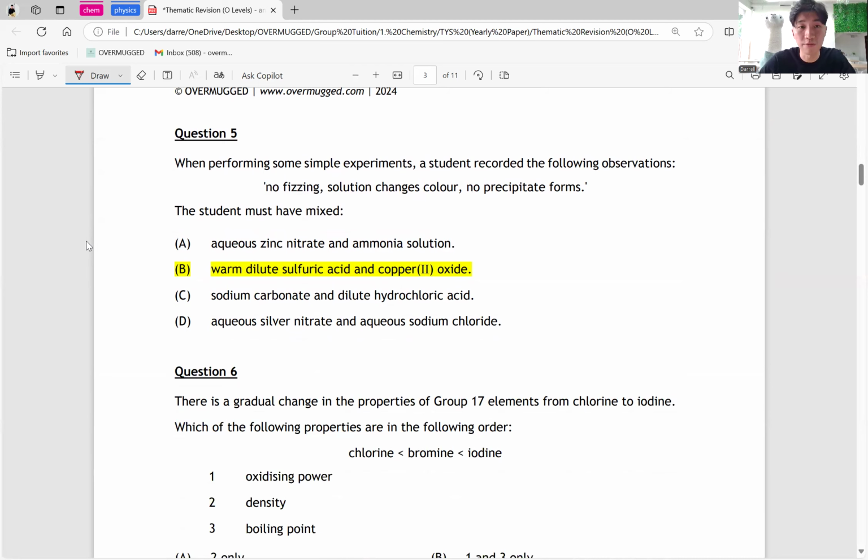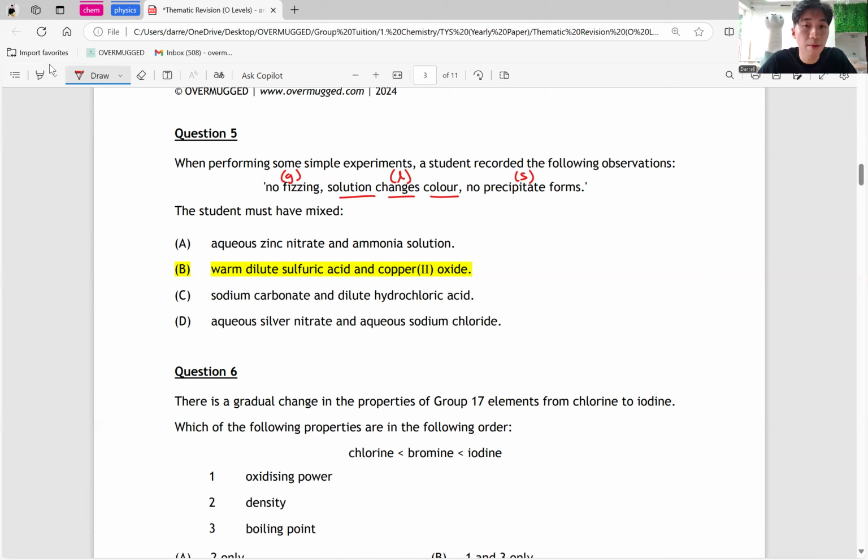Next, let's read through question 5. The student recorded the observation. There's no fizzing, right? So there's no gas. Solution changes color. This means that in your solution itself, something took place. Next, no precipitate is formed. Once again, going back down to question analysis, it's always about solid, liquid, gas, isn't it? And here, the key thing that we're focusing on is that the solution changes color. So what did the student mix? Over here, we have dilute sulfuric acid and copper 2 oxide. If this is a question, I will highly recommend writing out the full balanced equation for all the options.